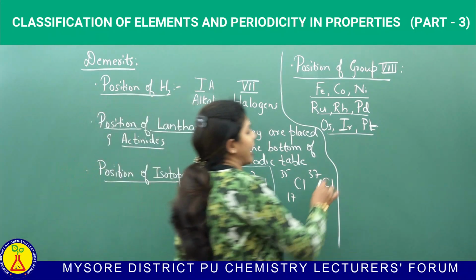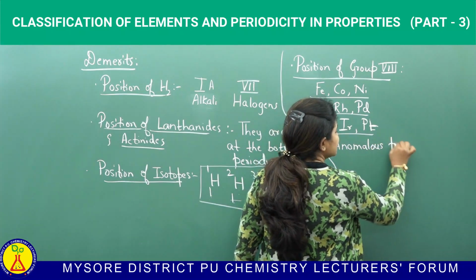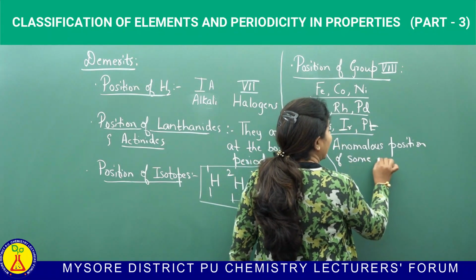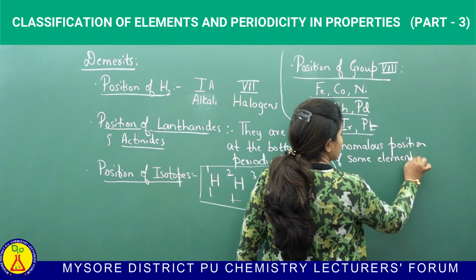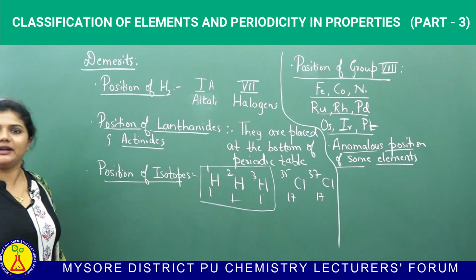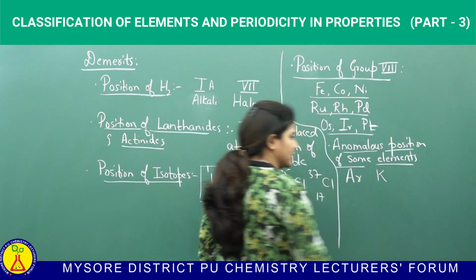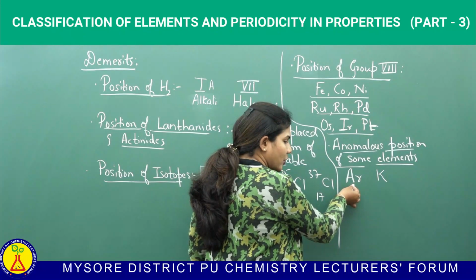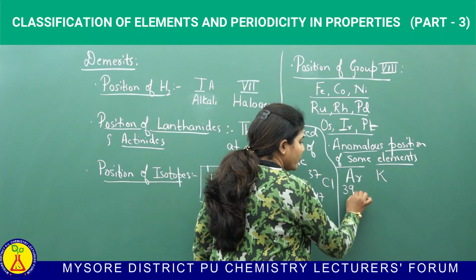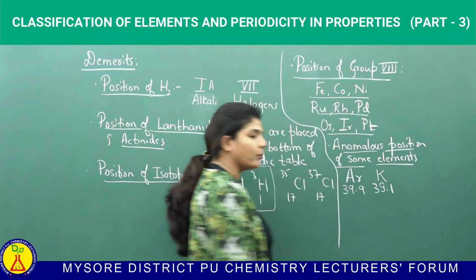The next one happens to be anomalous position of some elements. What is meant by anomalous position of some elements? I'll take one example. Argon and potassium. In Mendeleev's periodic table, argon comes first and then potassium. The atomic mass of argon is 39.9. The atomic mass of potassium is 39.1.